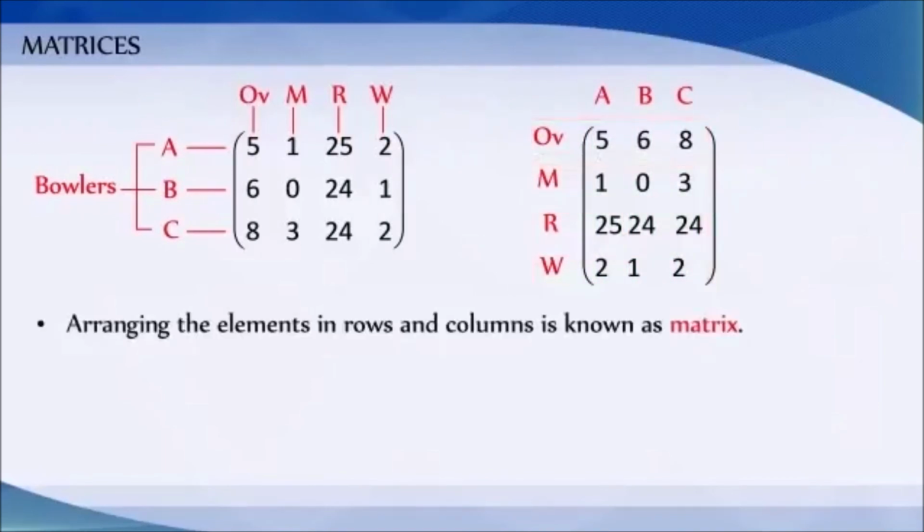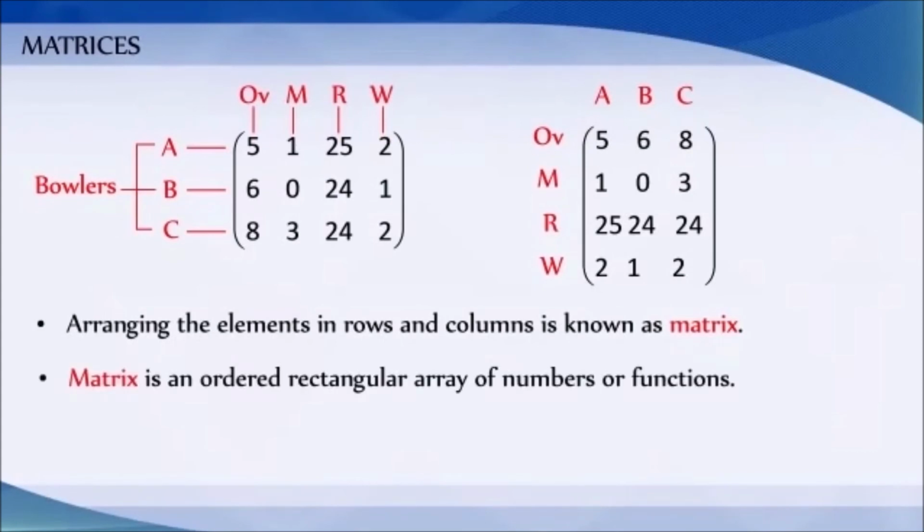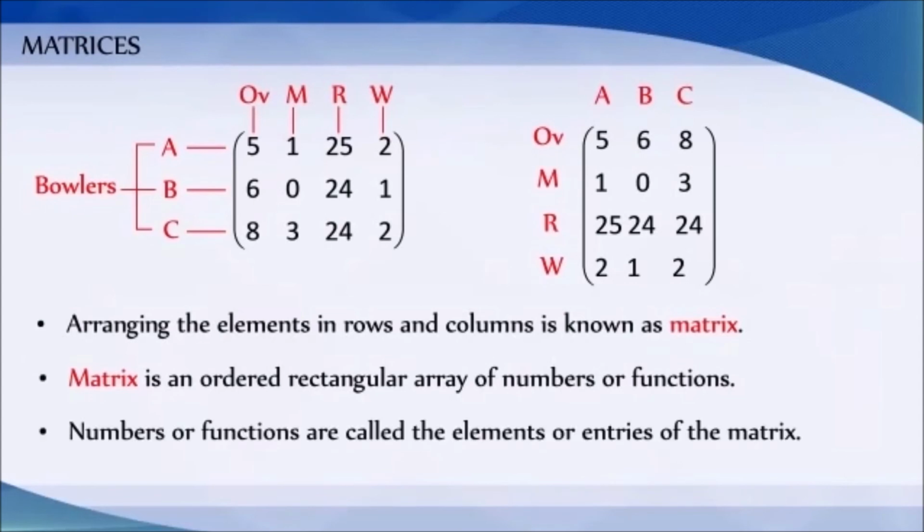This way of arranging the elements in rows and columns is known as a matrix, or we can define a matrix as an ordered rectangular array of numbers or functions. The numbers or functions are called the elements or the entries of the matrix.